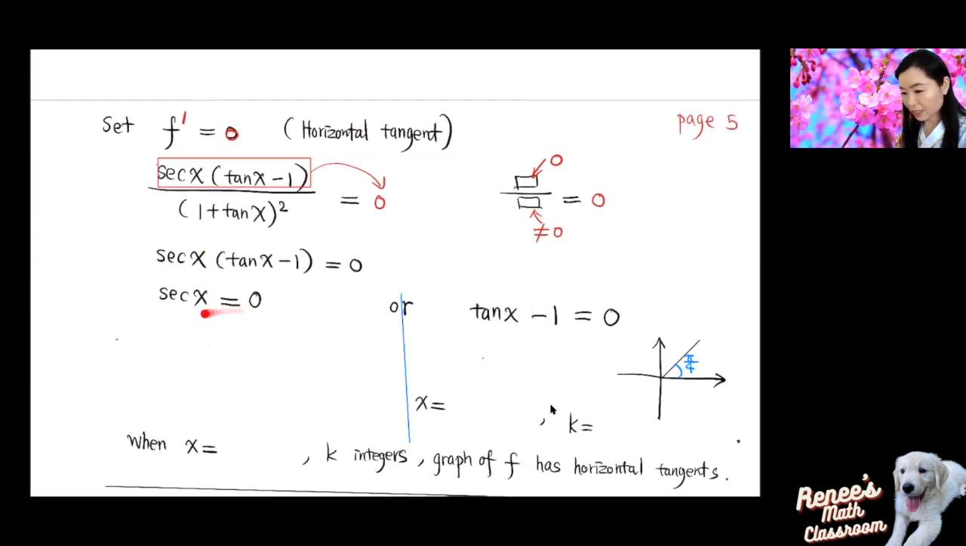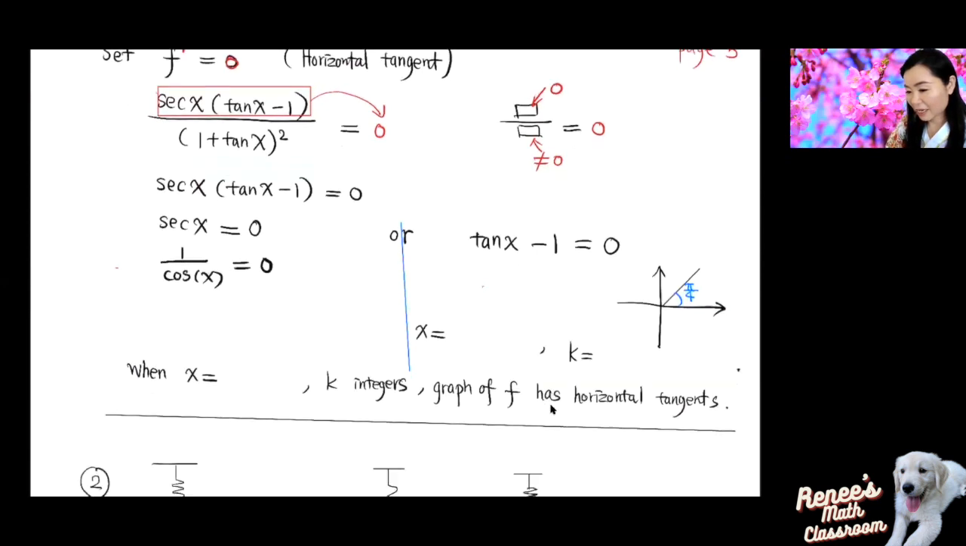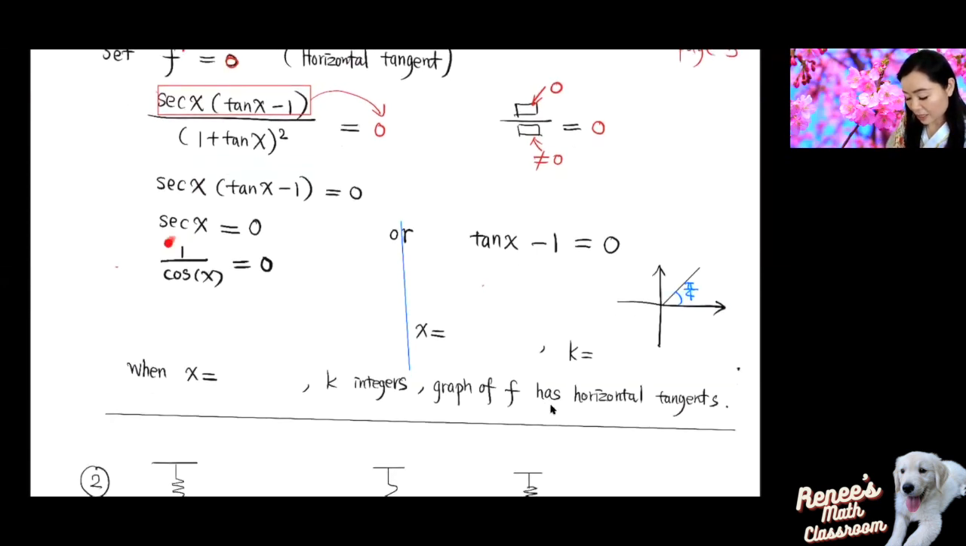To solve this equal to 0, now remember, secant is the reciprocal of cosine. So we're going to have 1 over cosine x equal to 0. Now you see that 1 over this equals 0. See, the numerator up here is 1. It's never 0. So is it possible that secant x equals 0?